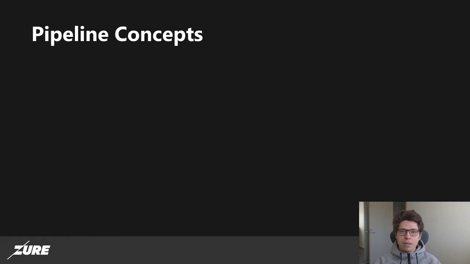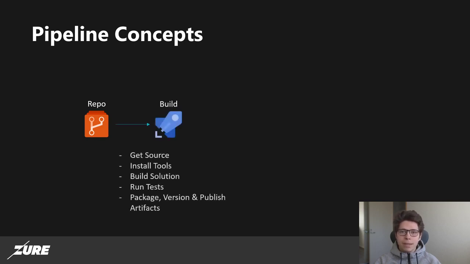So, about pipeline concepts then. First of all, you of course have your repositories. Your code lives there. You need to build that code, so you have a build pipeline. And a build pipeline does these things. It gets the source code, first of all. It installs some tools that are needed. It builds your solution, runs some tests against it, and then packages, publishes, and so on.